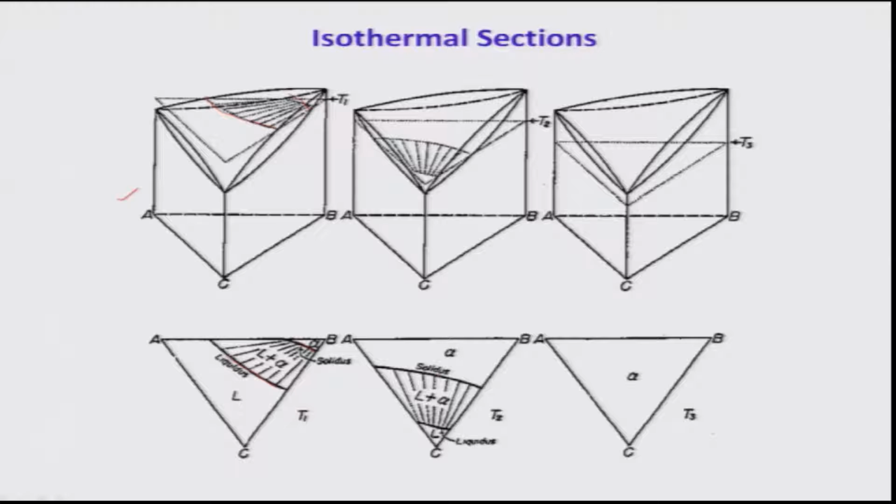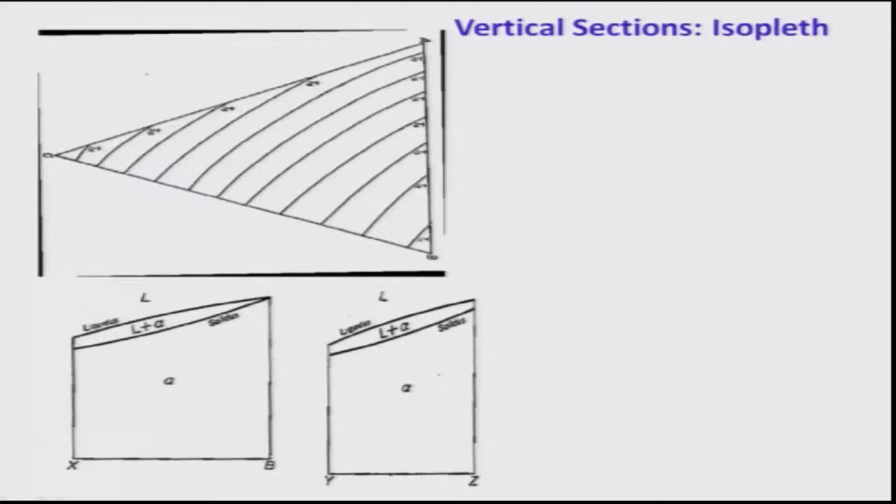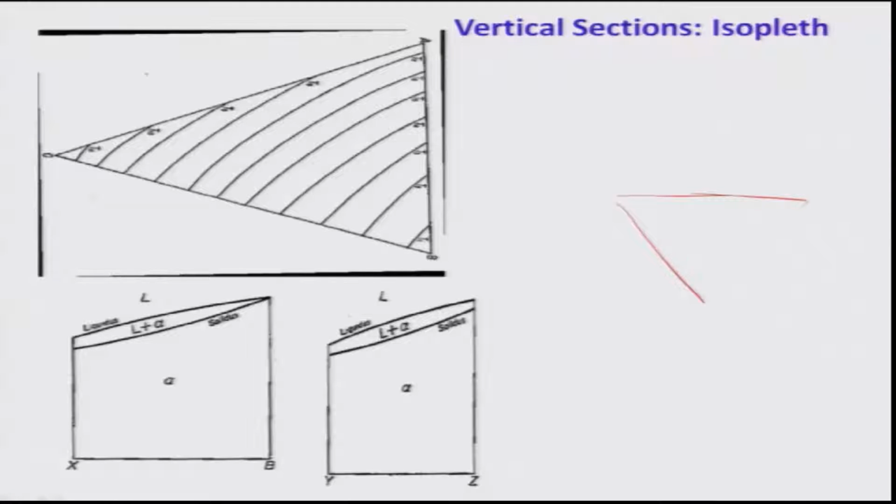And if I take a section at T3, which is much lower than the solidus curve, then I get only alpha, there is no 2-phase or liquid region. That is something I discussed with you nicely in the last lecture. Now, I have also discussed the vertical sections. Vertical sections are taken in different ways. I can draw this triangle and show you the different ways we can take a vertical section.